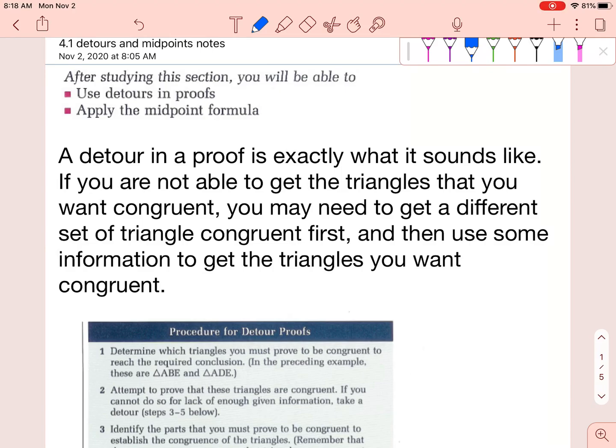All right, guys, so welcome to the beginning of Chapter 4. The first section in Chapter 4 is called Detours and Midpoints. All of Chapter 4 is going to be about lines, lines in the plane. So we're going to be talking about lots of unique things and, of course, getting triangles congruent.